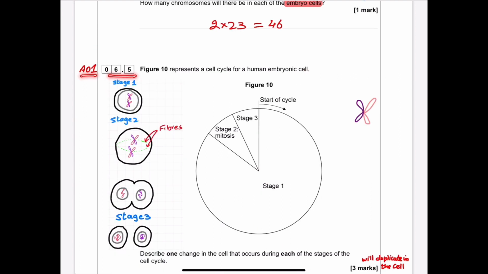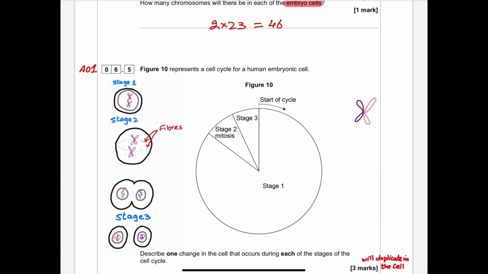6.5 is an EO1 question. Figure number 10 represents a cell cycle for a human embryonic cell. So figure number 10 shows the cell cycle. A model is given here: stage number 1, stage number 2, mitosis, and stage number 3. In stage number 1, the cell grows in size with an increase in the number of subcellular objects or organelles, such as the ribosomes and mitochondria.